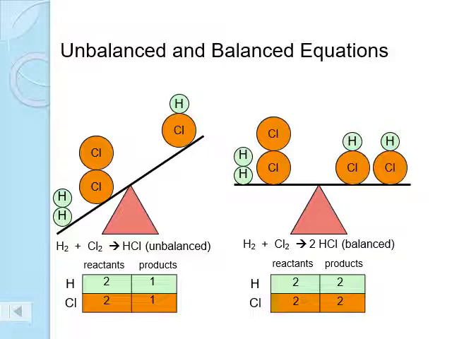We can see in the first example that hydrogen combines with chlorine to form hydrochloric acid, HCl. We can compare: there are two hydrogen atoms on the reactant side. On the product side, one hydrogen atom is there. On the reactant side, again, chlorine is 2 in number. On the product side, chlorine is 1 in number. So this equation is said to be unbalanced.